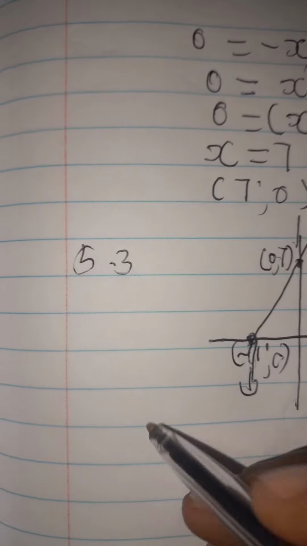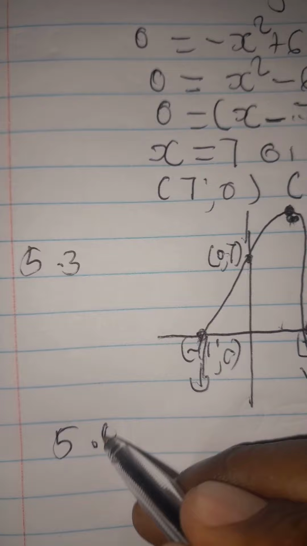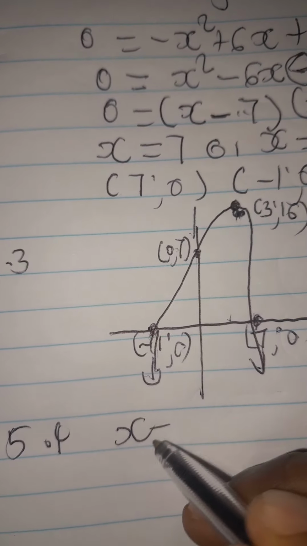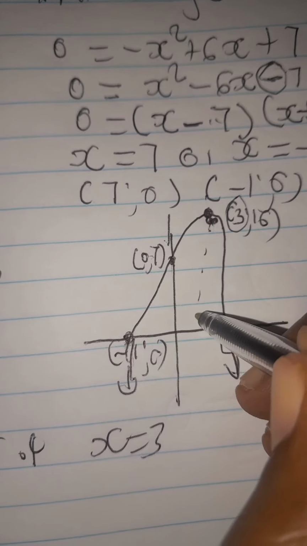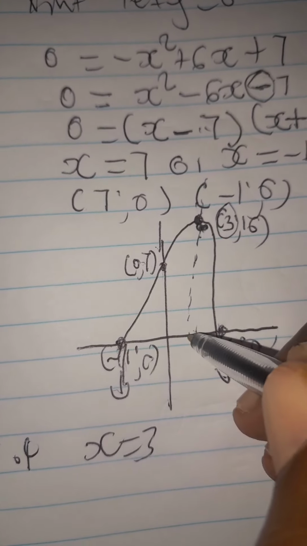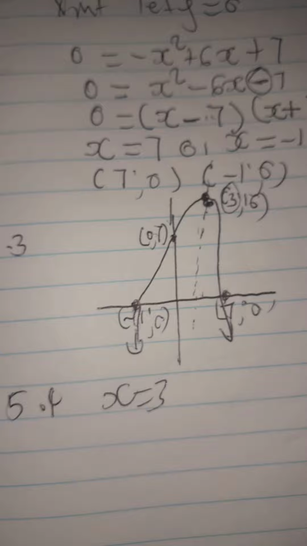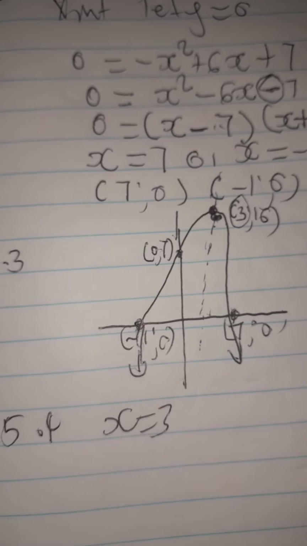So in this case, we are going to write 5.4 as x equals 3. Remember, they are talking about the x turning point, which will be a symmetry, just symmetrical. It cuts the graph into two equal parts, right? So that's how you are going to work with 5.4.